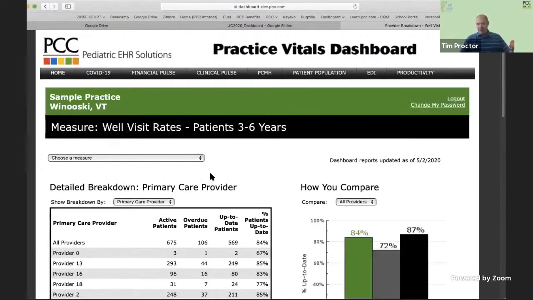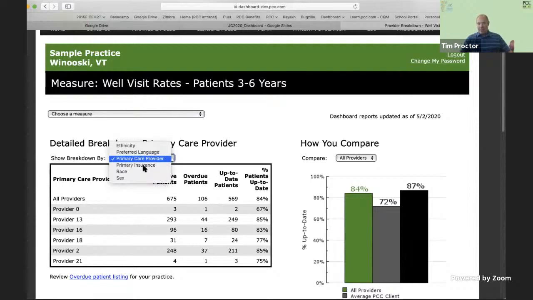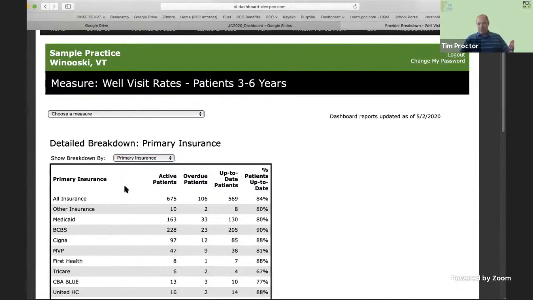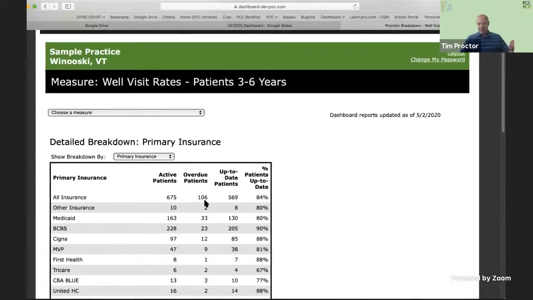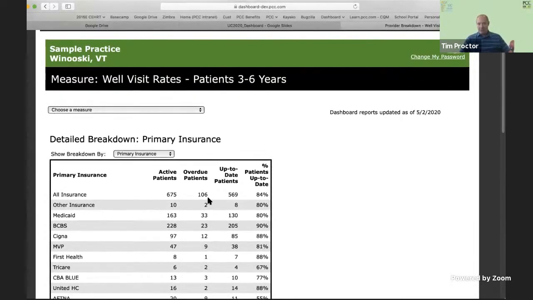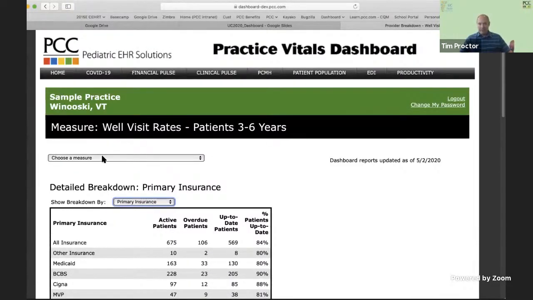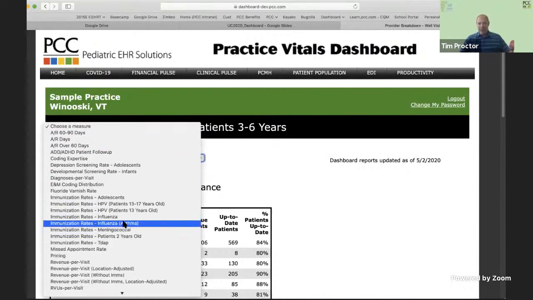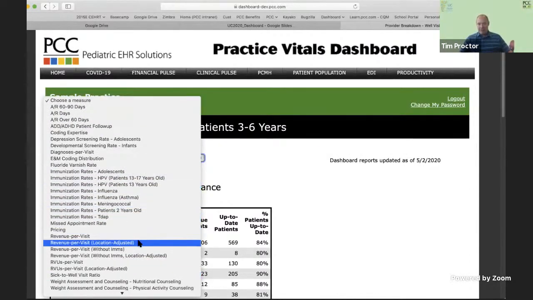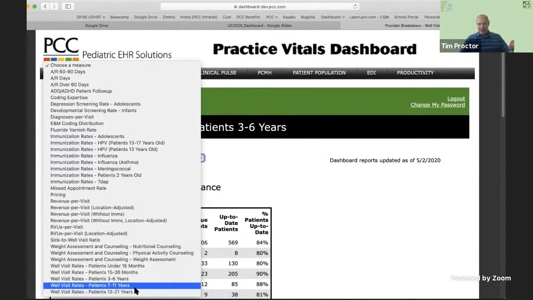So I want to point this out too. For each age range, you can break down by insurance. You can see what are my well visit rates for kids 3 to 6 years old by insurance. So we do that here. We can do it by PCP or any of these other categories here. From any measure page, you can get to a specific measure if you wanted to focus on that. So that's well visit rates.